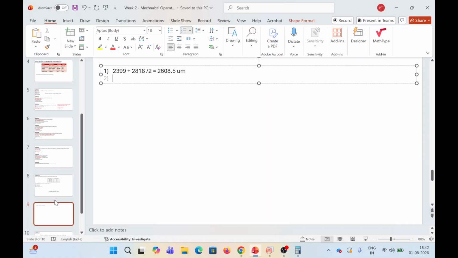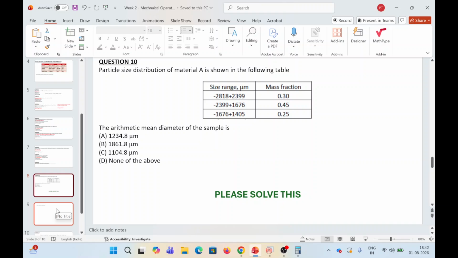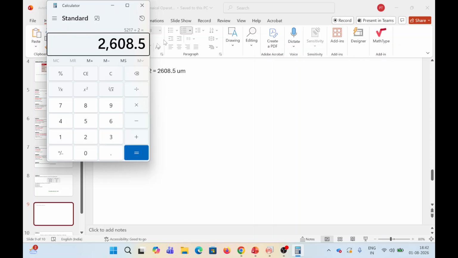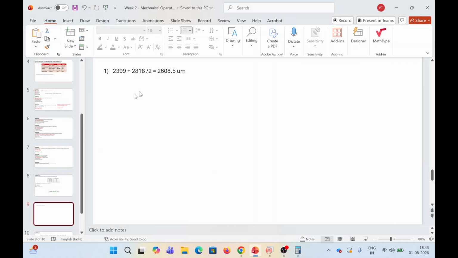Then for the second one, it is 2399 plus 1676. Please solve with me. In case you get any answers, do let me know. 2037.5 for the second one. And how did I get this?